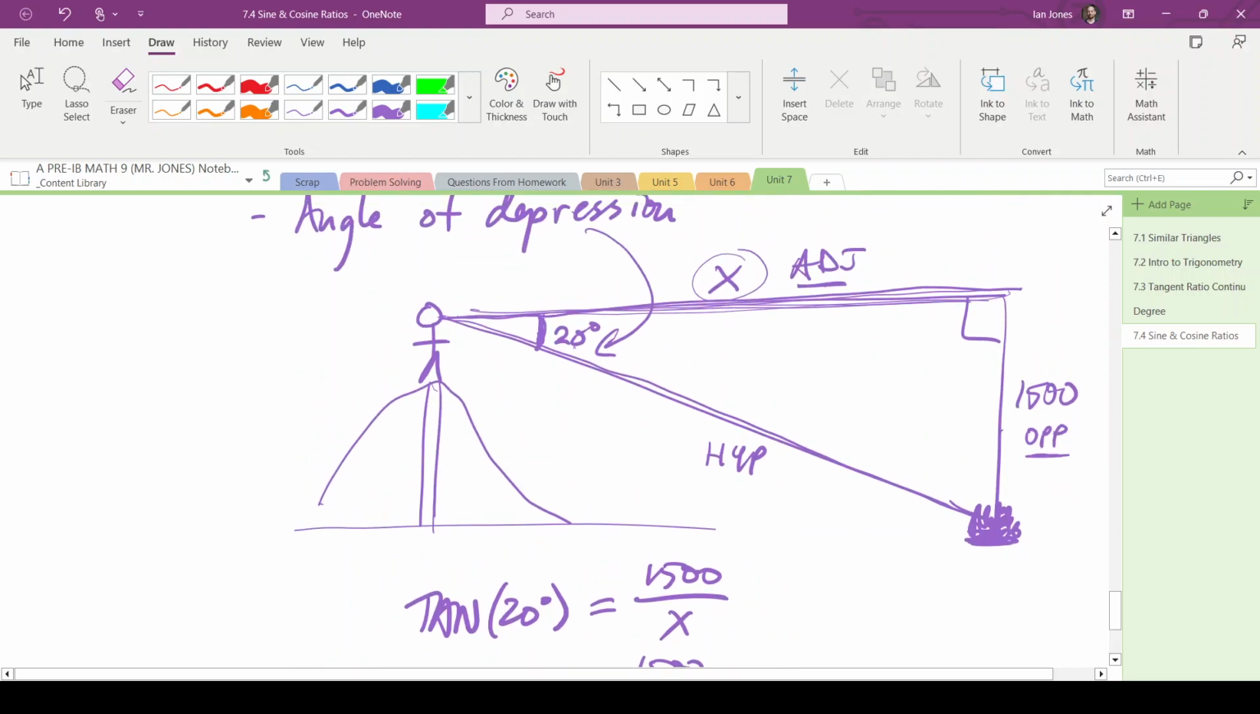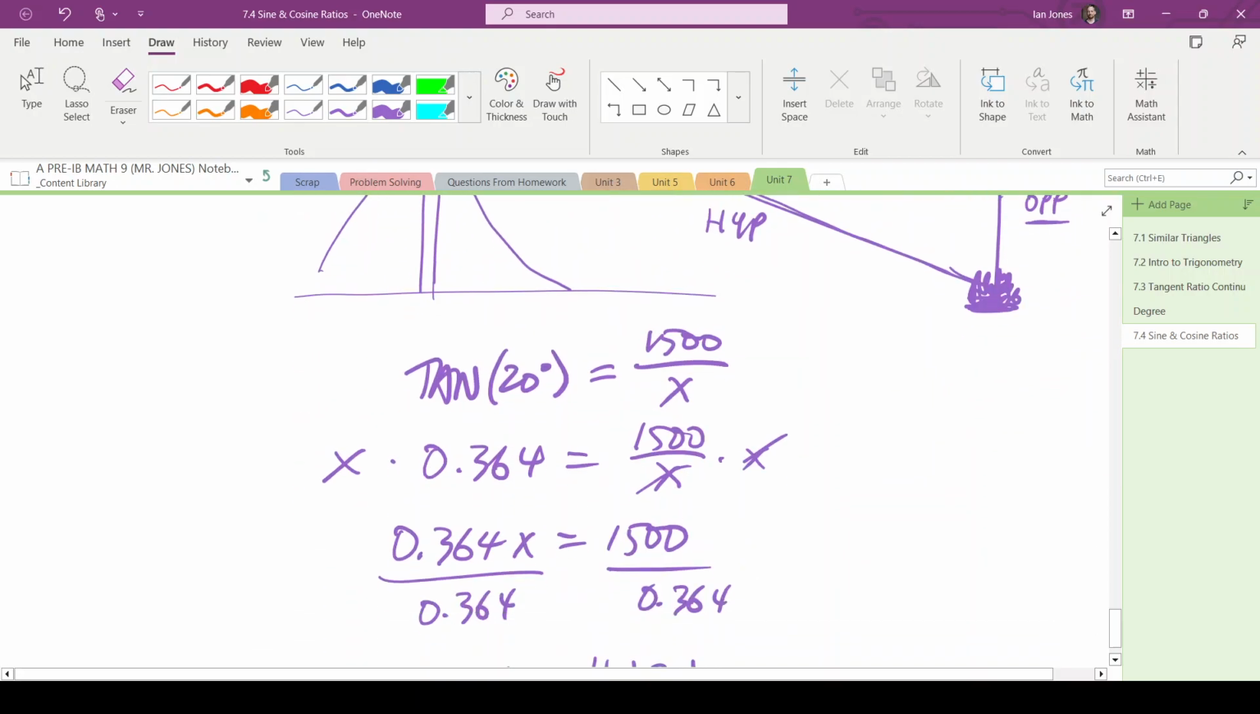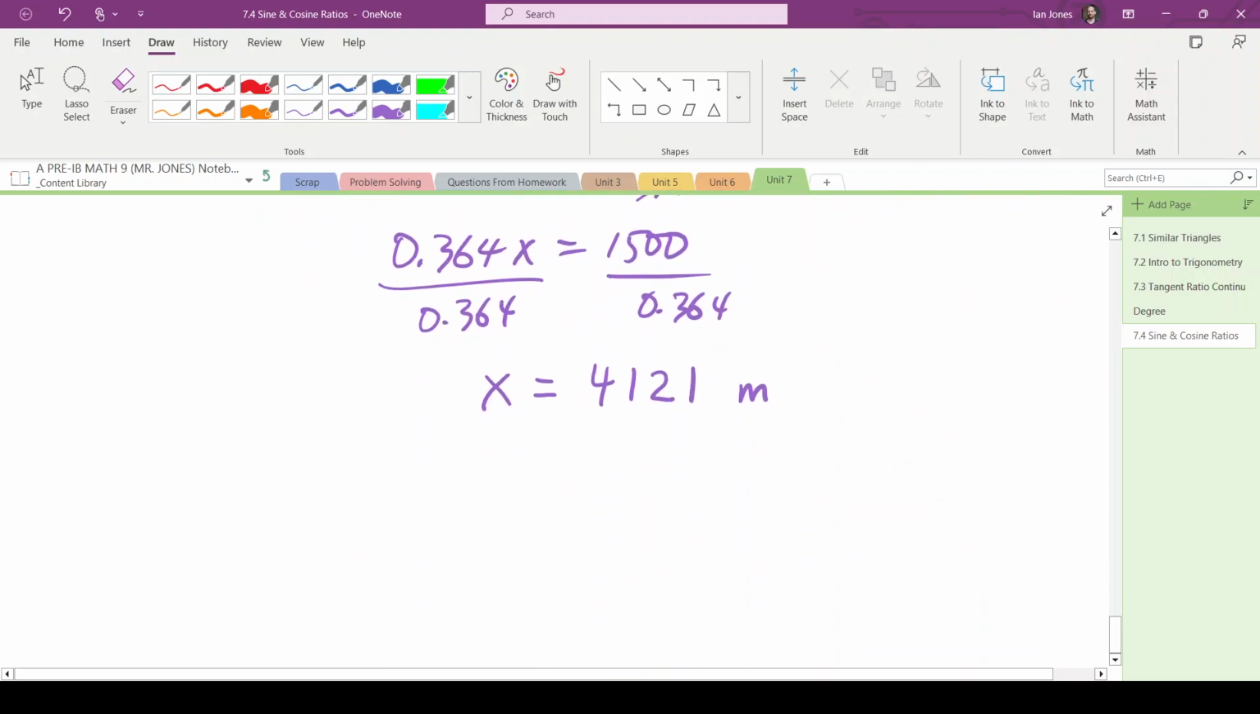So this question that I just came up with says that this length here is 4,121 meters. In other words, 4.121 kilometers. Excuse me, I'm just going to turn that off. And there we are. Okay, so you now have everything you need to do the whole booklet.